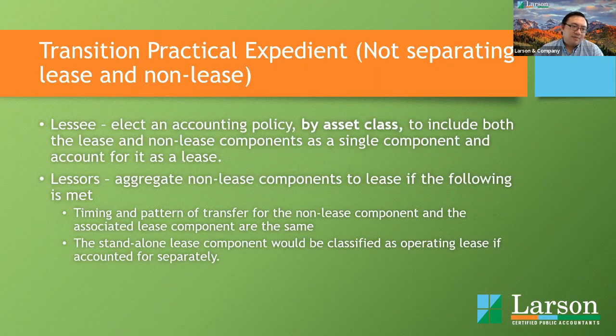The other part is that another transitional practical expedient is to not separate between lease and non-lease components. We touched on this a little bit earlier. You can look at what's the predominant component. Lessees can elect it by class to determine what the predominant component is, and then use the predominant component. Lessor is the same thing, only if the timing and pattern of the agreements are the same, and also the standalone lease components would be classified as operating.